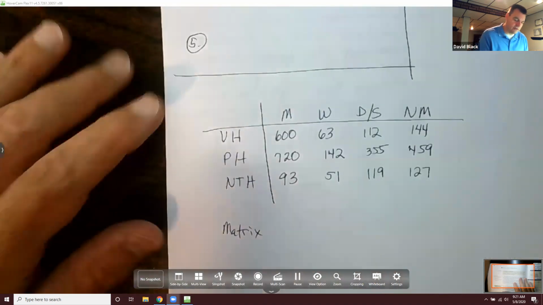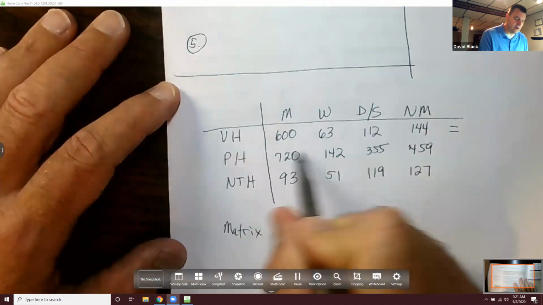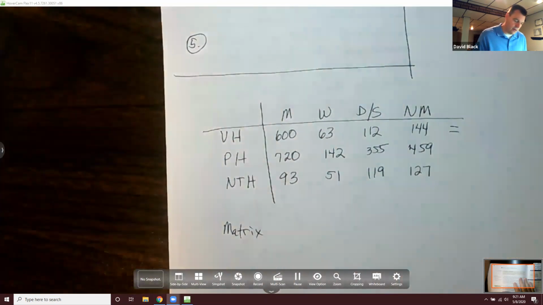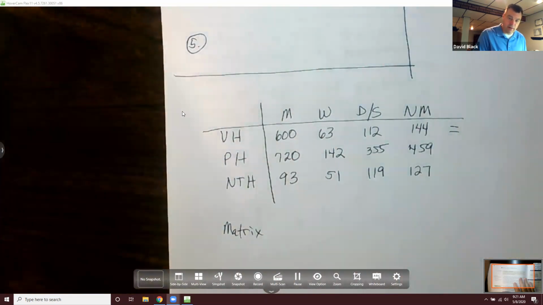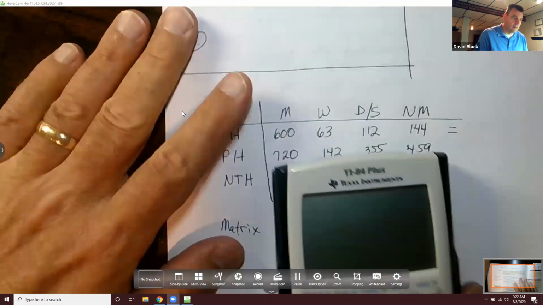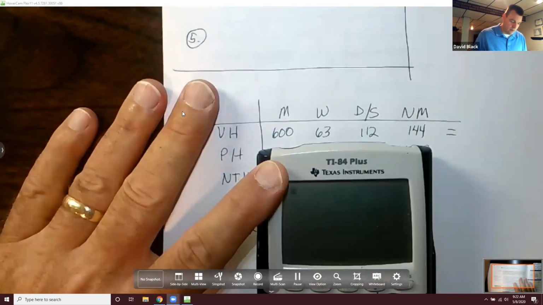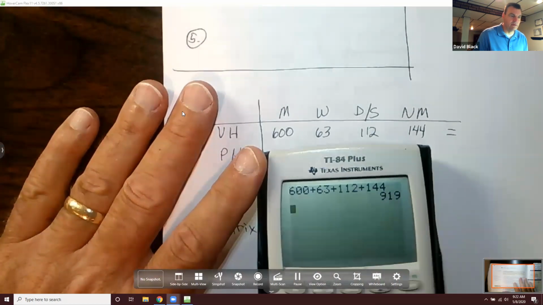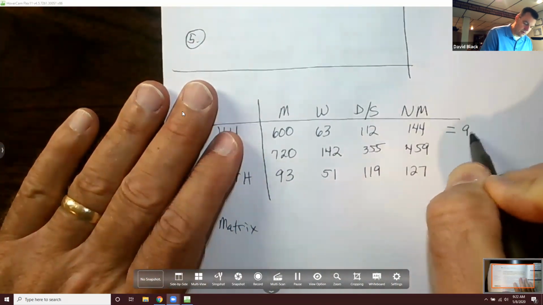Okay, so let's figure the row total for the first row. We'll just add right across. Okay, get out your calculator and do that. 600 plus 63 plus 112 plus 144. That's 919. So there's our first row total.